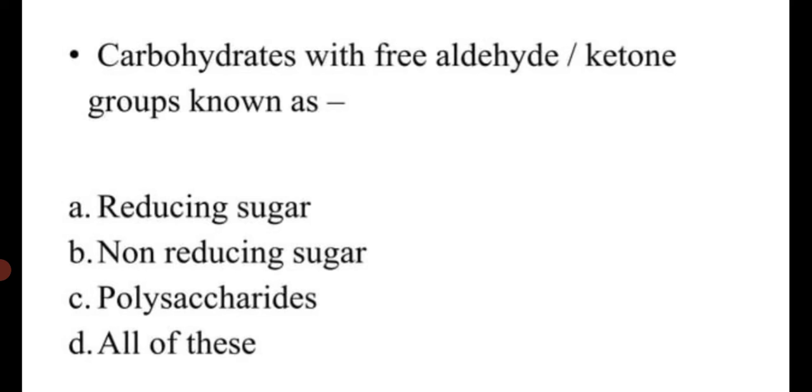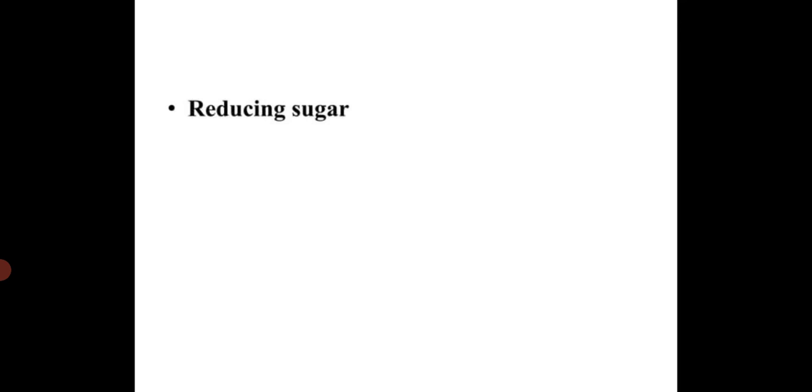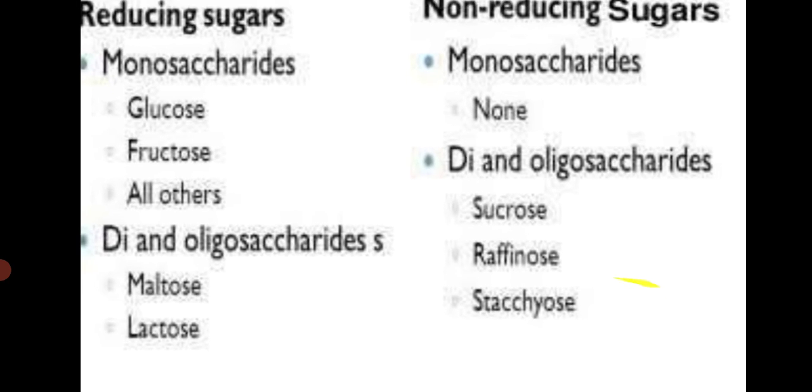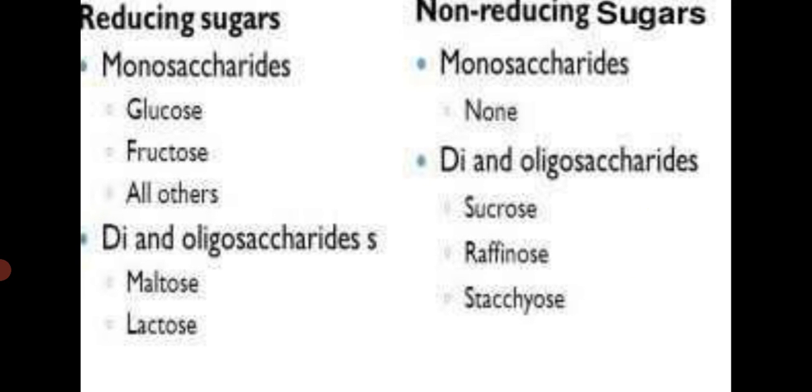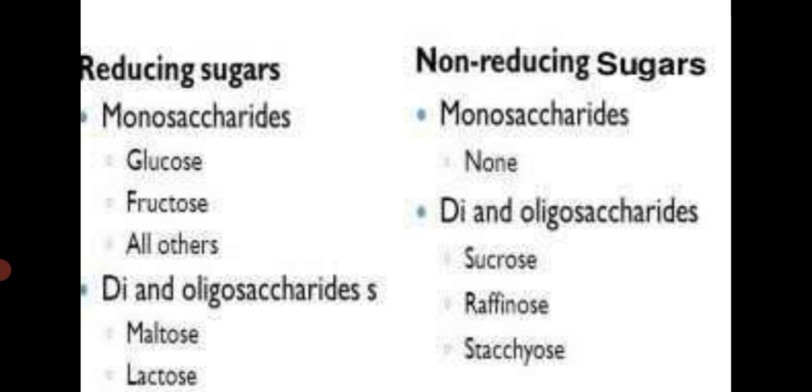whereas a non-reducing sugar does not have a free aldehyde or a ketone group, so it cannot act as a reducing agent. Here are some examples of reducing sugars. Monosaccharides like glucose, fructose and all other monosaccharides are reducing sugars. Maltose and lactose, which are disaccharides, are also reducing sugars, whereas sucrose, raffinose and stachyose are non-reducing sugars.